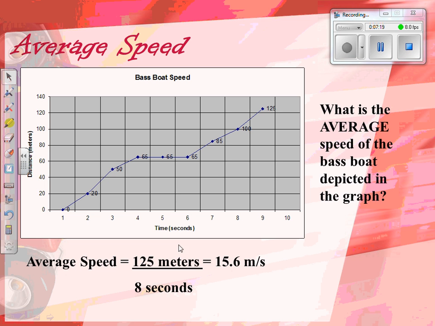You do the math, you take 125, divide it by 8, and you get 15.6. What are your units? Meters per second. So his average speed is 15.6 meters per second. Did he travel at that speed the whole entire 125 meters? No, he did not. But his average speed for that distance was 15.6.